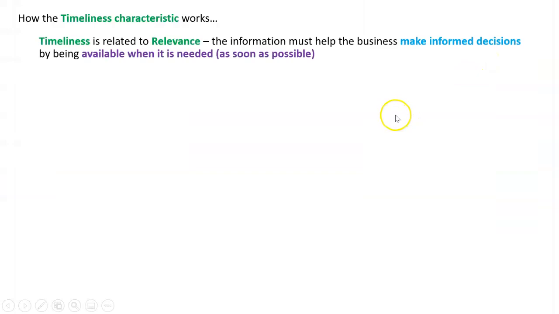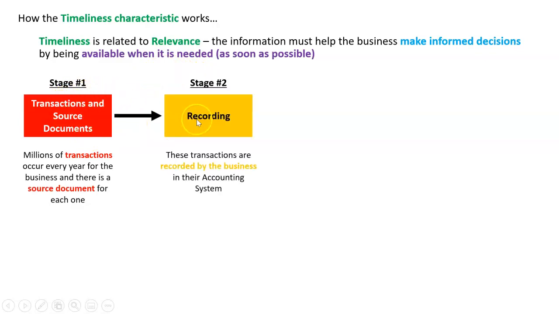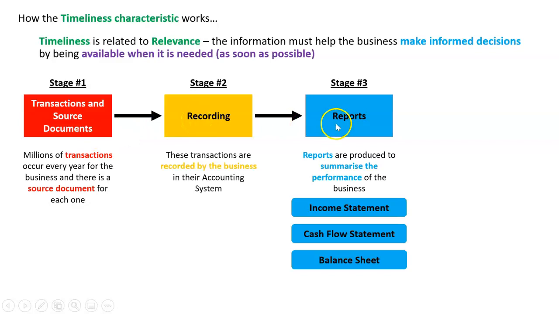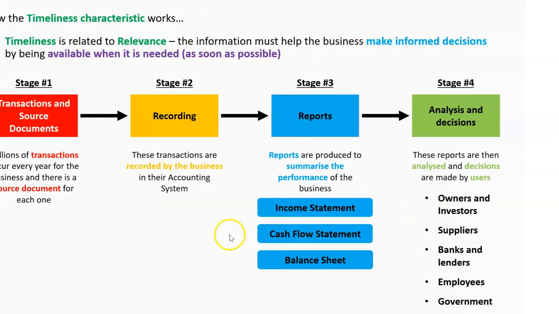So that's a silly example, but basically what we're saying is in business, timeliness is related to relevance. We need timely information to make informed decisions. Basically, have info when it's needed, as soon as possible. What are we talking about? Well, when we did the accounting system, we said there's 4 stages. Transactions happen, we record them, at the end of the period we prepare our 3 reports, and then we need to be able to analyze these reports and make decisions. That's accounting, right?